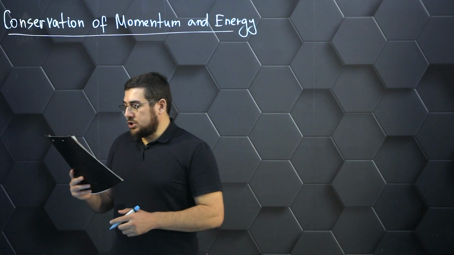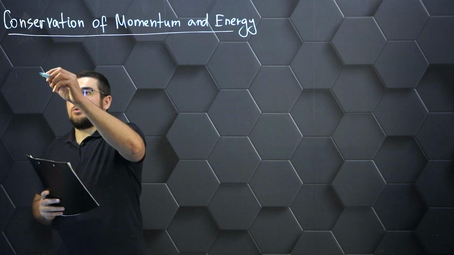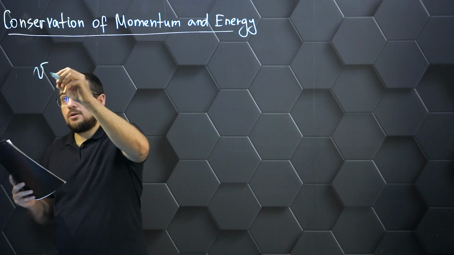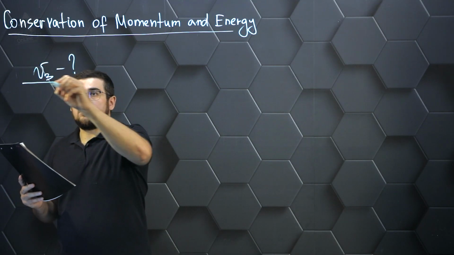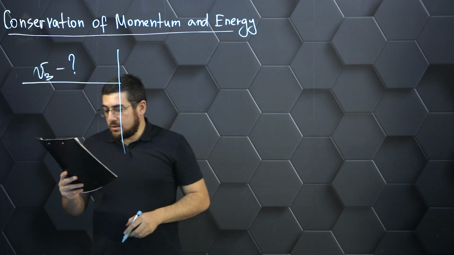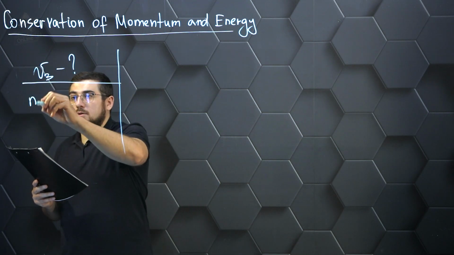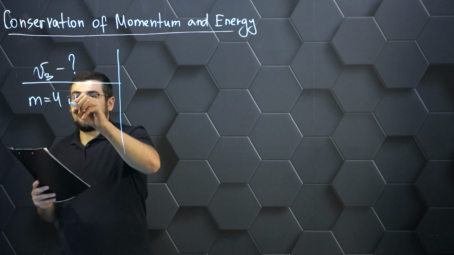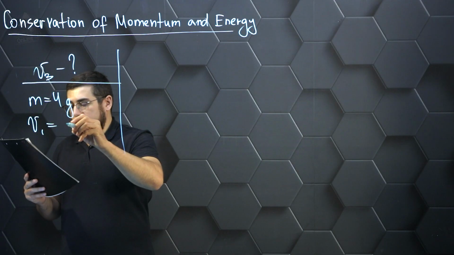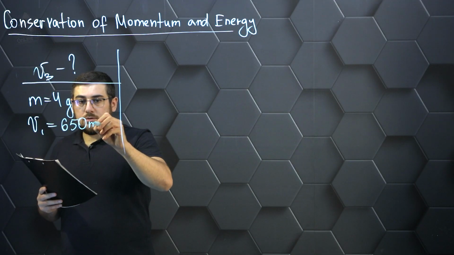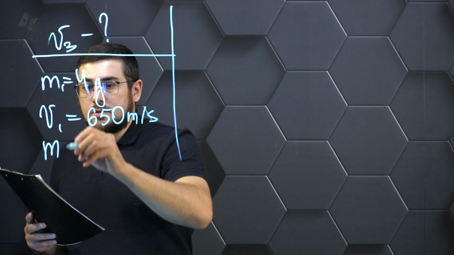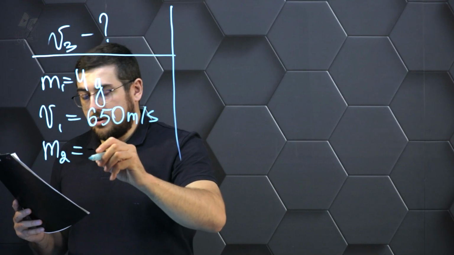Now you and I must calculate the velocity of the bullet as it leaves this bar. Let's denote this velocity with the letter V because we will have a few more velocities before that. Now we know that the mass of the bullet is 4 grams. The velocity of the bullet, labeled V1, is 650 meters per second. The mass of the bar, which is M2, is 95 grams.